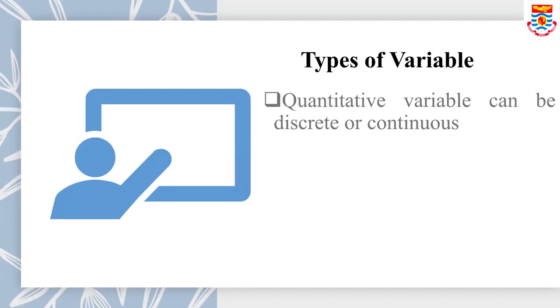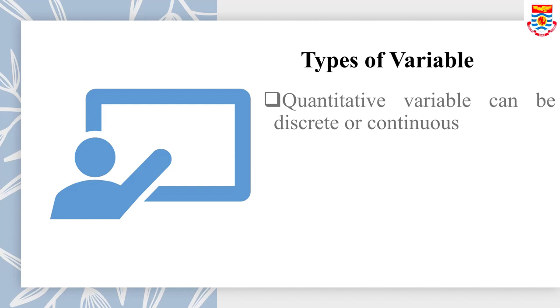So I have here types of variable. I've mentioned the quantitative ones. People go further to categorize them into discrete and continuous. The discrete means that they are countable. The continuous means that they can't be counted.